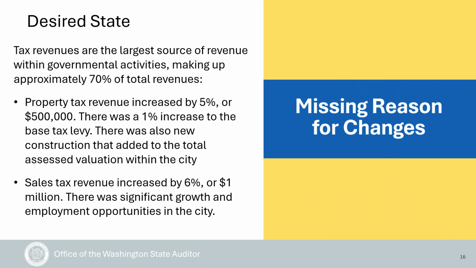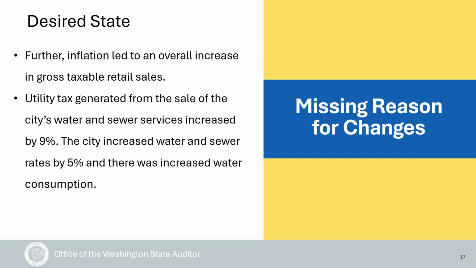Let's look at an example of the MD&A improvements. We added the reasons for the changes, such as the base tax levy increased, and there was new construction, which explains the property tax increase. Growth and more employment opportunities allowed for sales tax to increase. Inflation led to an overall increase in gross taxable retail sales. Rates were increased and water consumption rose. This explains the higher utility tax. You should notice that these are specific to the government and not just general explanations. This is what we are looking for in the MD&A and what will be required under GASB 103.